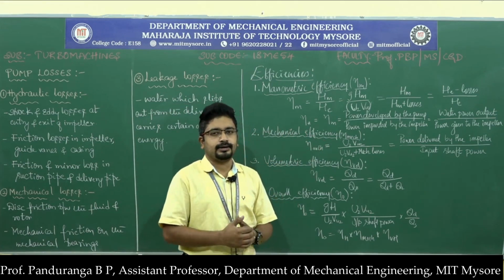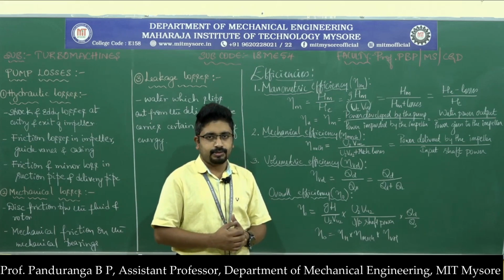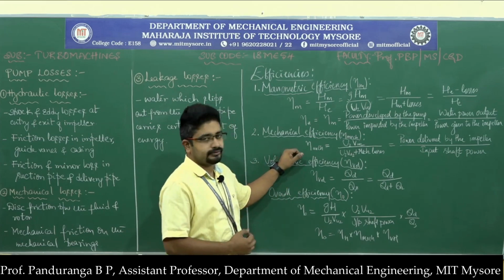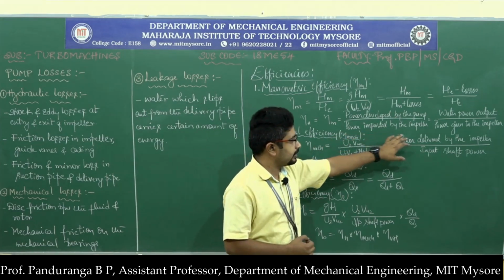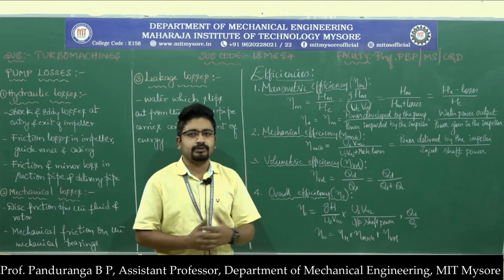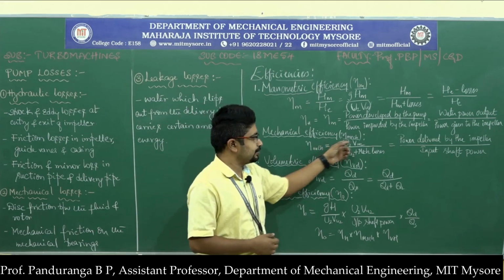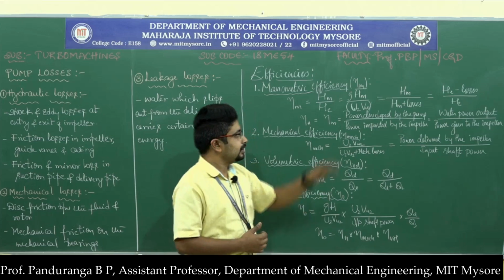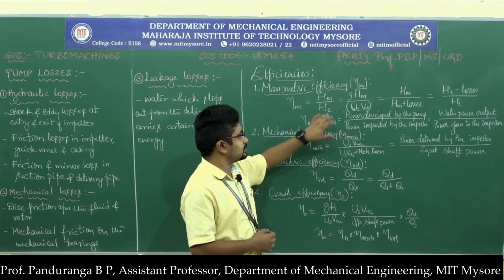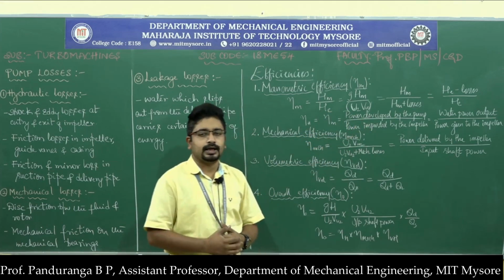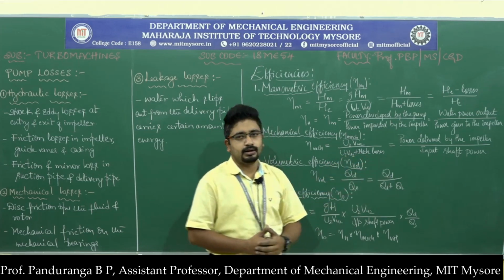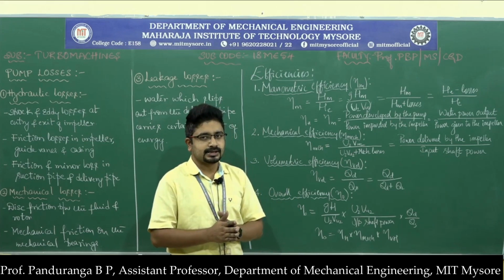Since we have relatively moving components in this pump, there will always be mechanical losses, and because of that we need to define the mechanical efficiency, which is the ratio of power delivered by the impeller to the shaft input power, or input power given to the shaft. That can be written as U2 Vu2, the power developed by the impeller, in the numerator, divided by the power developed plus mechanical losses. That will be the input power given to the shaft.